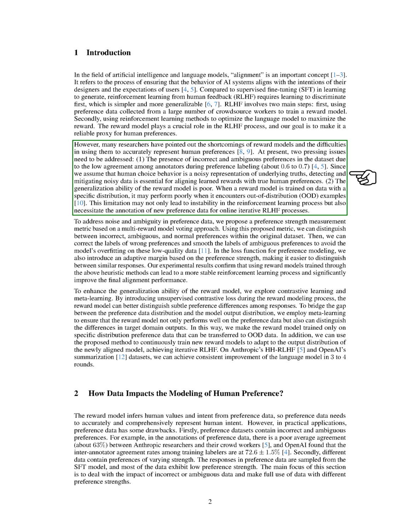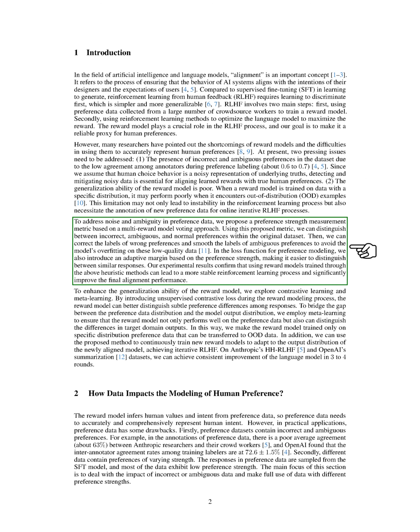2. The reward model's ability to generalize is poor. If a reward model is trained on data with a specific distribution, it may perform poorly when it encounters examples that are out of distribution, OOD. This limitation may not only cause instability in the reinforcement learning process but also require the annotation of new preference data for online iterative RLHF processes.